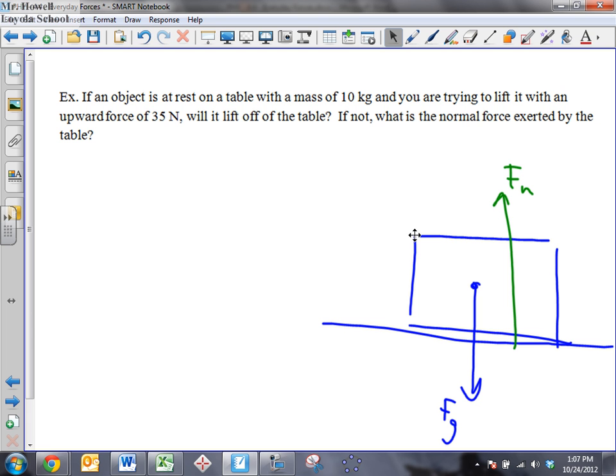There is no normal force on the water bottle anymore. So for this problem, we need to figure out first, with a force of 35 newtons upward, will that overcome the weight of the object? If it does, then you're done with the problem.